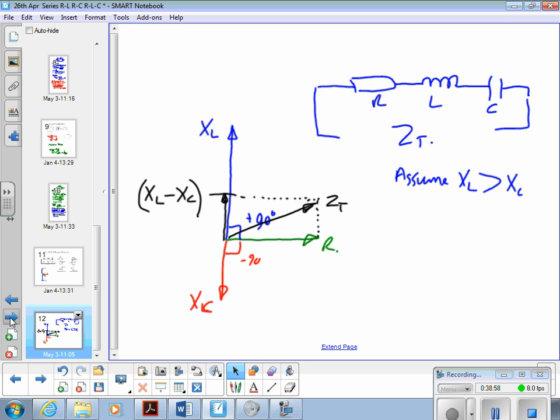Decrease in frequency would see XL get smaller, but XC get larger. Eventually, the resultant phasor goes into the negative side, making the circuit overall capacitive. So you can't tell until you know which one of the two, XL or XC, is bigger, as to whether that circuit is overall inductive in nature or overall capacitive. Yeah.